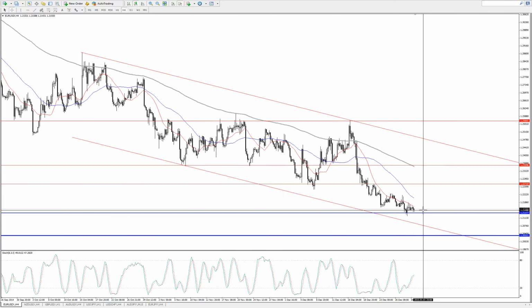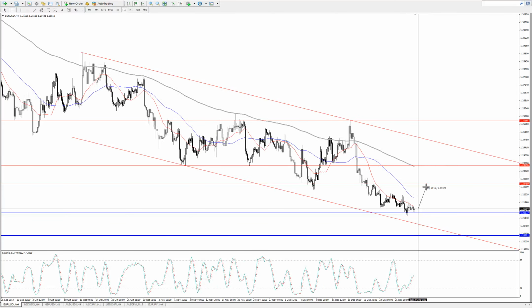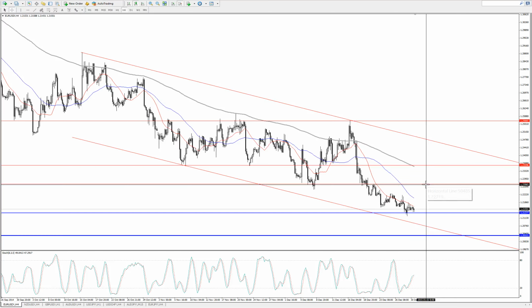So we might be able to expect some retracement or rebound from this level, and that might give us an opportunity to go for a short all the way to the bottom of the probable falling trend channel, or the final exhaustion level at the price of 1.2032.